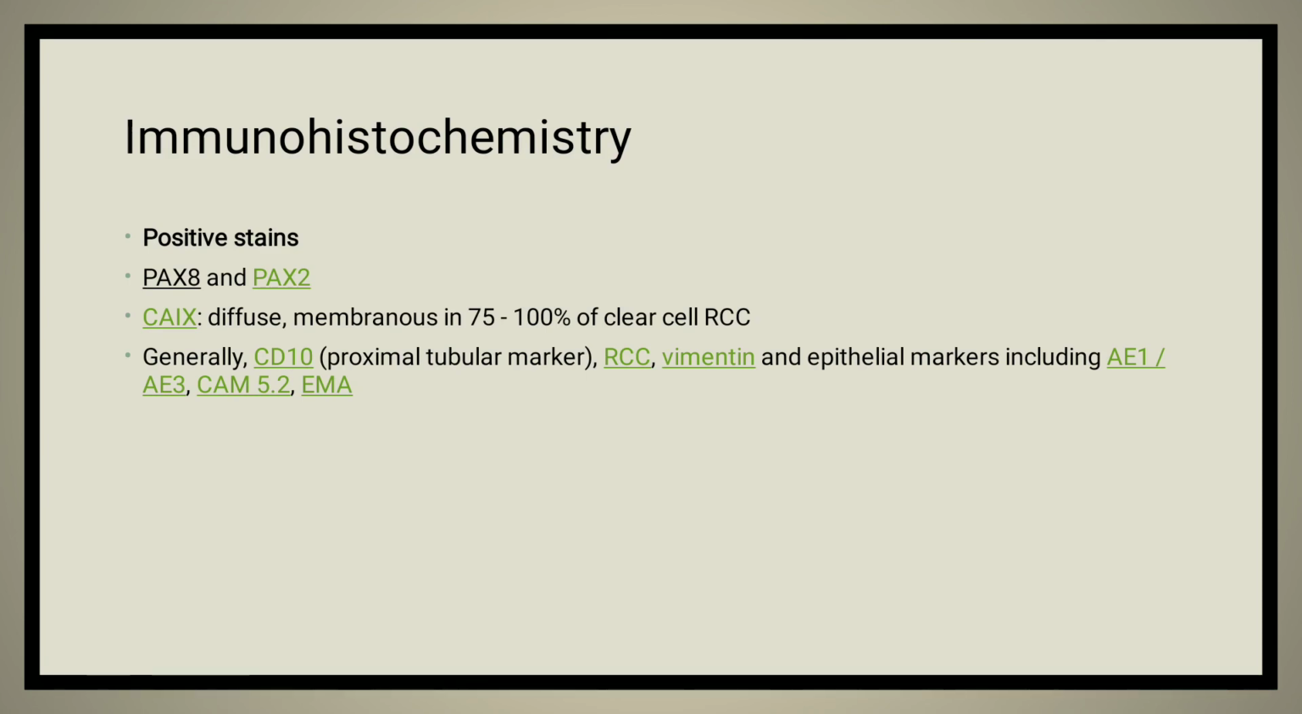When coming to immunohistochemistry, the positive stains are PAX8, PAX2, CAIX, diffuse membranous in 75 to 100% of cells of clear cell renal cell carcinoma. Generally, they are CD10 positive. Renal cell carcinoma is also positive for vimentin, epithelial markers including AE1, AE3, CAM 5.2 and epithelial membrane antigen. Thank you.